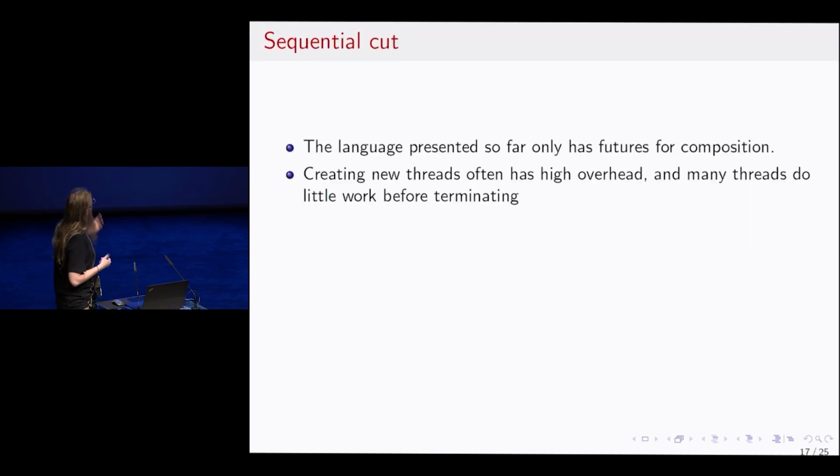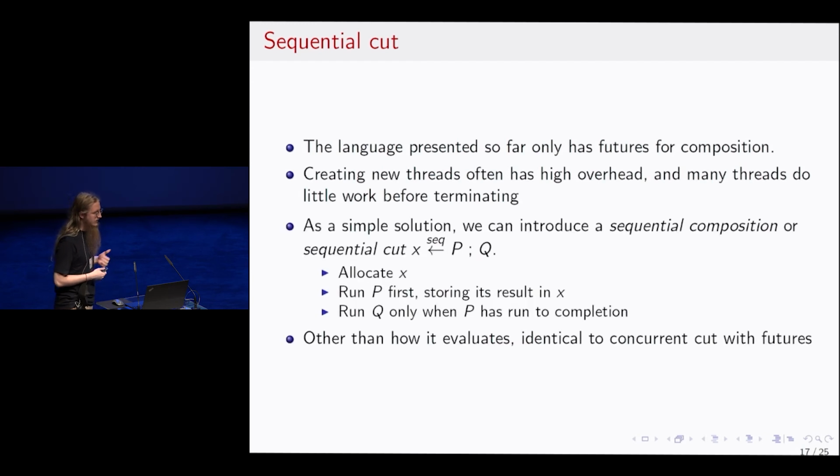Okay, so now this language that I've presented so far, the only way that we can compose two programs is via futures. But creating new threads can have a lot of overhead, and many of the threads in this language are going to do very little work before terminating. Like maybe they'll write a single value or read something and then immediately write something else. So we don't necessarily want to spawn a new thread every time.